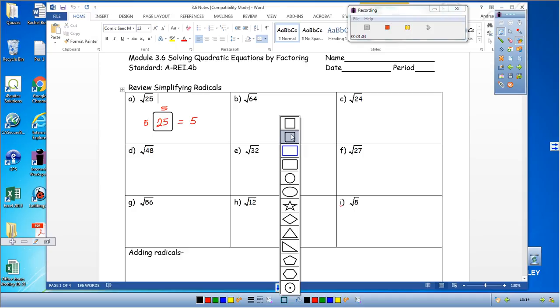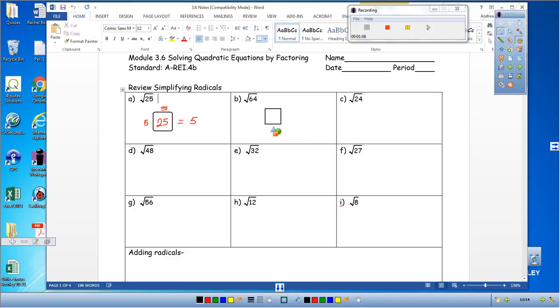Class, what's the square root of 64? 8. Because again, if I have 64 here, the length of my sides will be 8 times 8. So the square root of 64 is 8. Any questions over that? Yes? I'm sorry? I would. Okay.